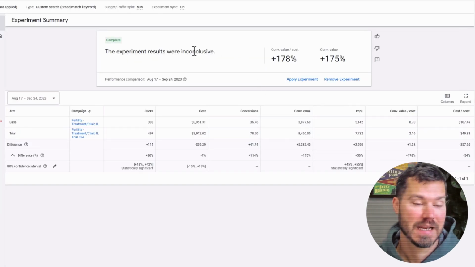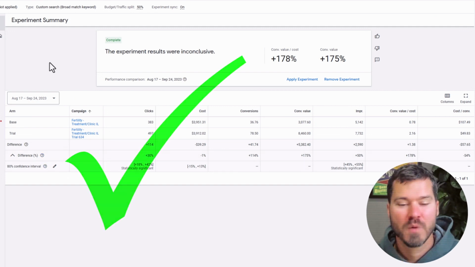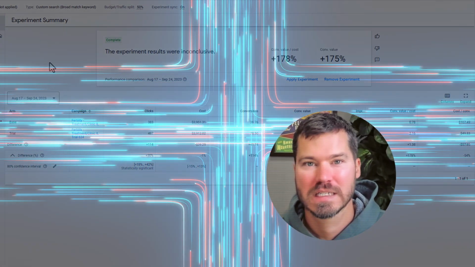Even though it says inconclusive based on their stats, this one felt pretty good to me, and this is one I applied as well. So hopefully that helps you see some of the potential in these broad keyword experiments.